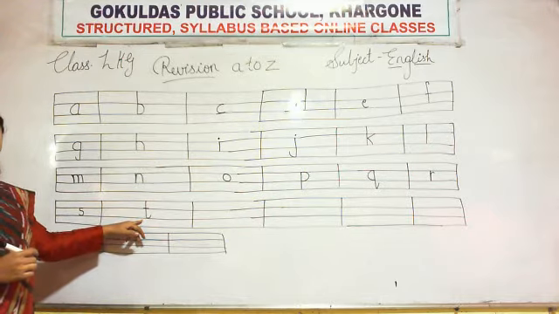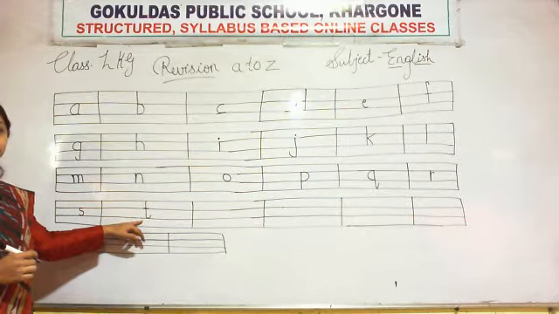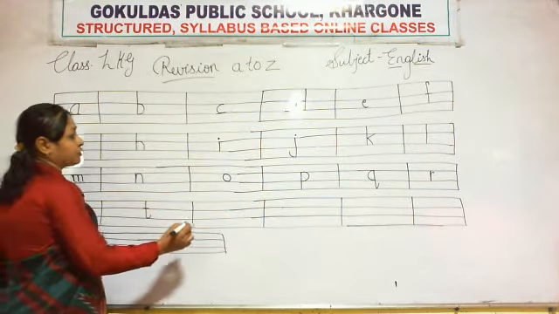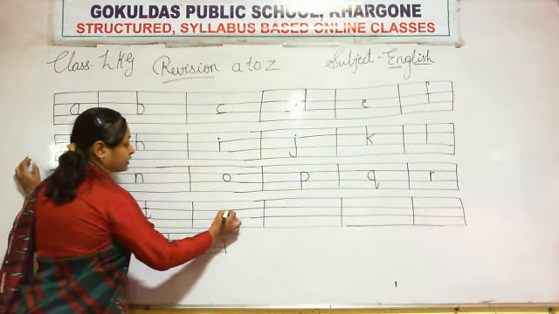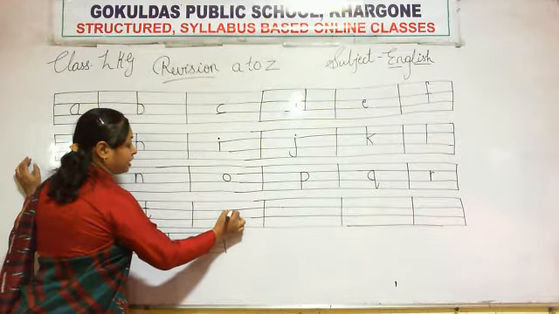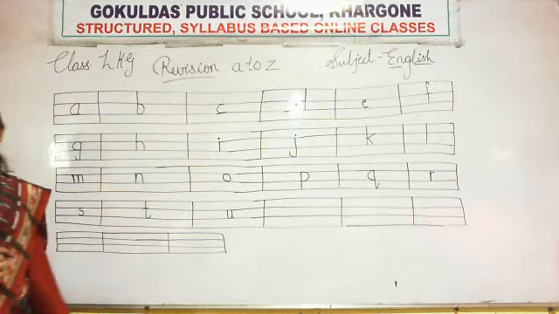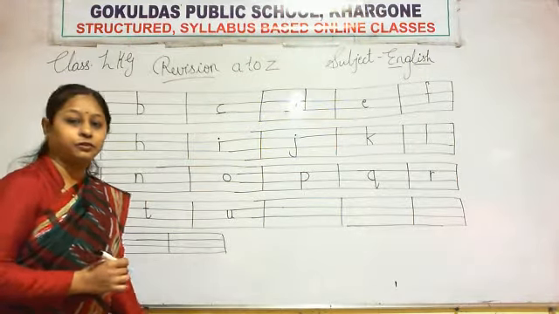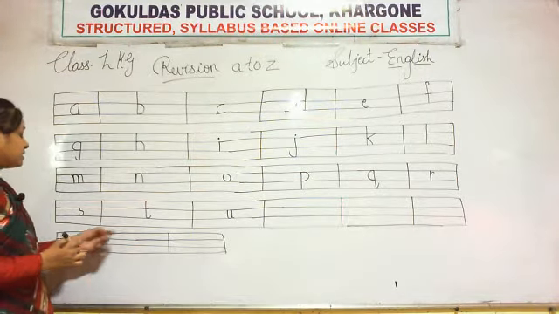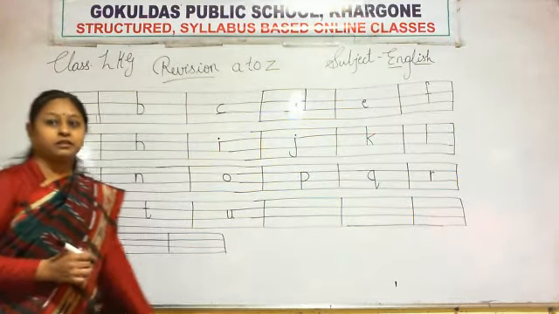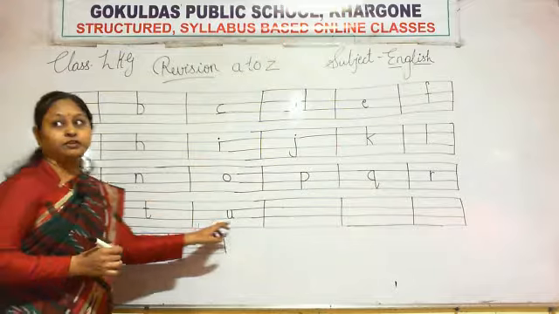After T, which letter will come? U. How will you write U? Standing line, curve, up, down, and small tail. Which letter is this? U. S, T, U.